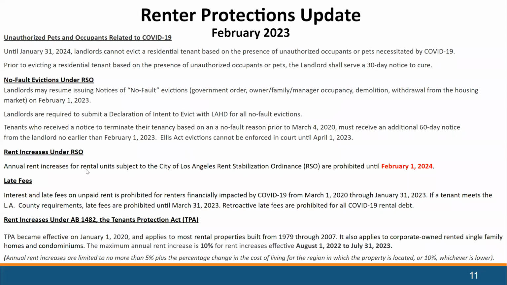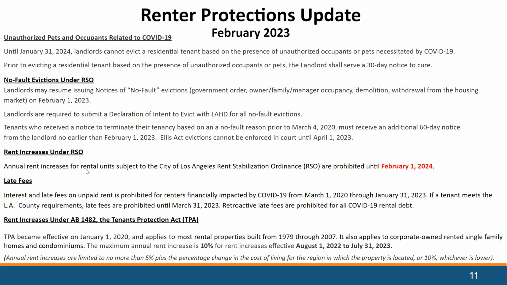Units that are subject to the RSO have a unique protection in the city of Los Angeles in that the annual rent increases for these RSO units cannot occur until February 1st of 2024. That's next year. Once again, if the rental unit is regulated by the RSO, a landlord cannot increase the rent until February 1st of 2024.